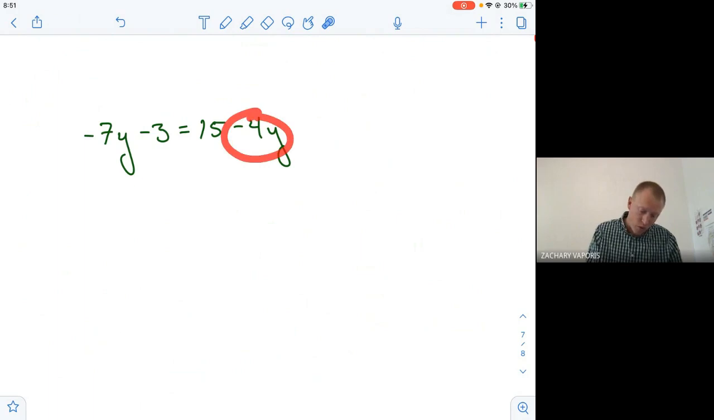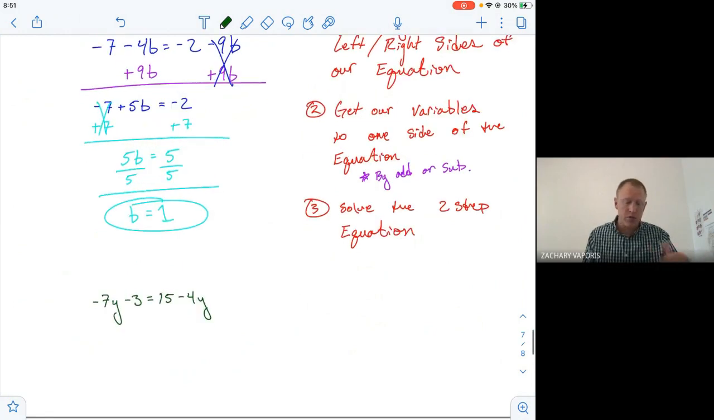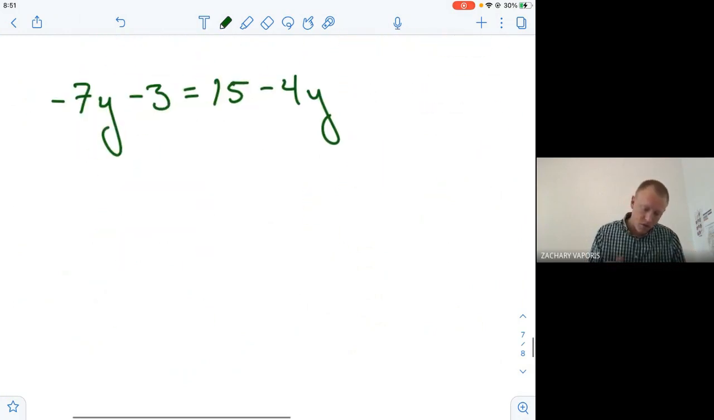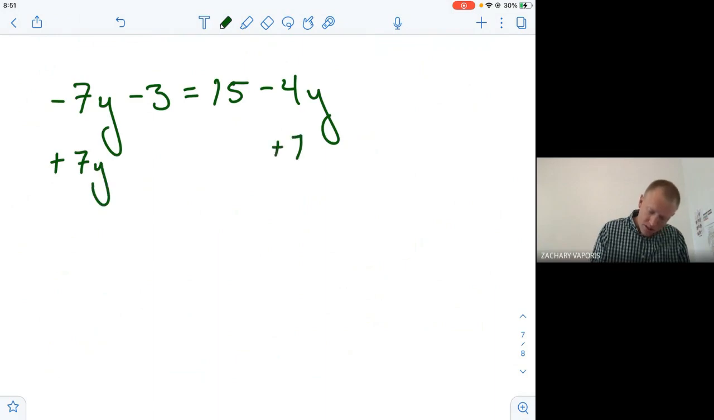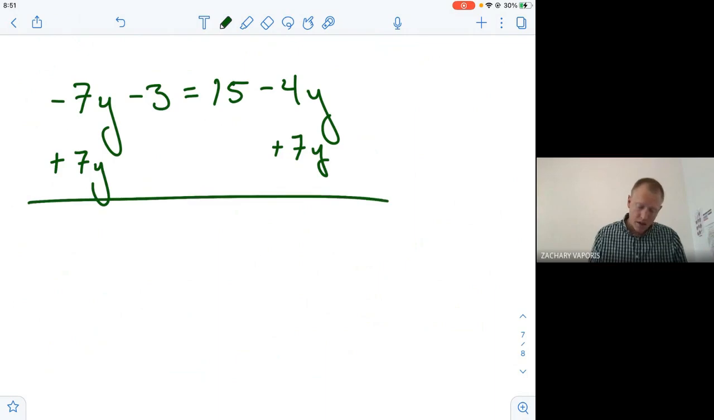If I add 4 right here, that would be a negative number, and I don't want that. And so you can add or subtract them to either side. It doesn't matter. So I'm going to go like this, plus 7y, plus 7y. And again, make sure that y is attached to there. Get something new. These are going to zero out. We're going to be left with -3 is equal to 15 plus 3y.